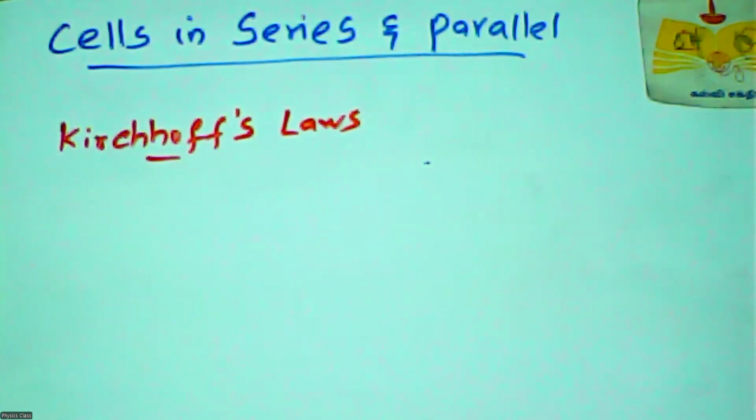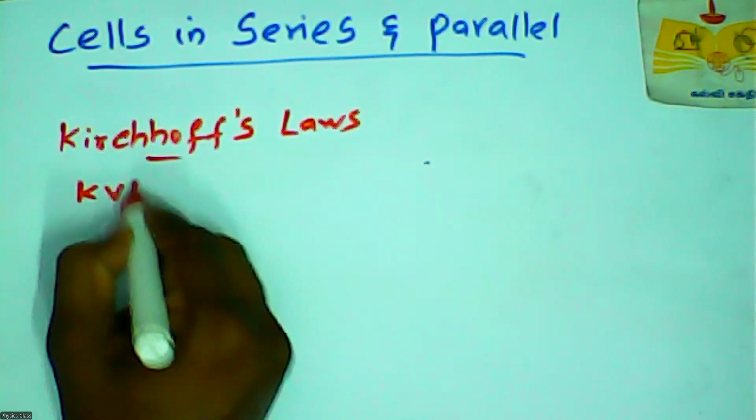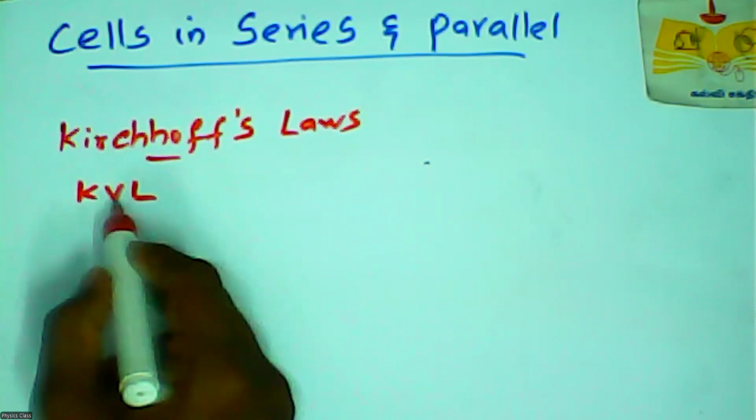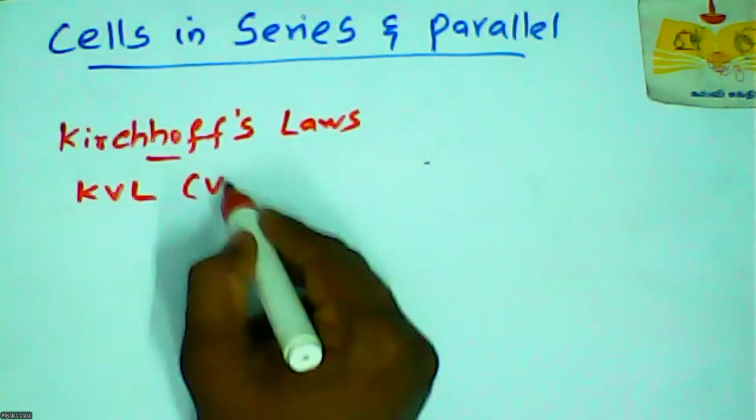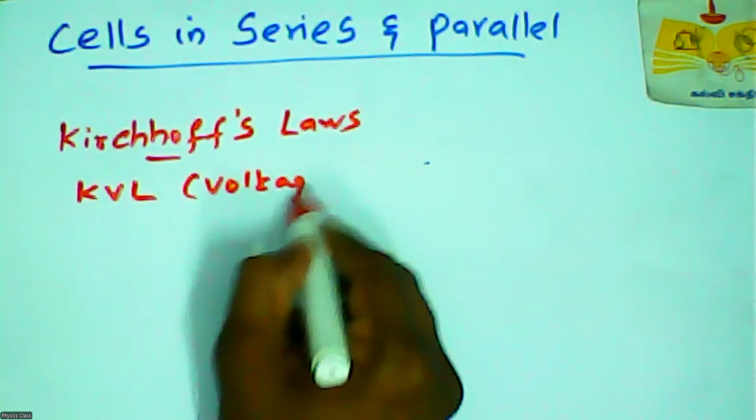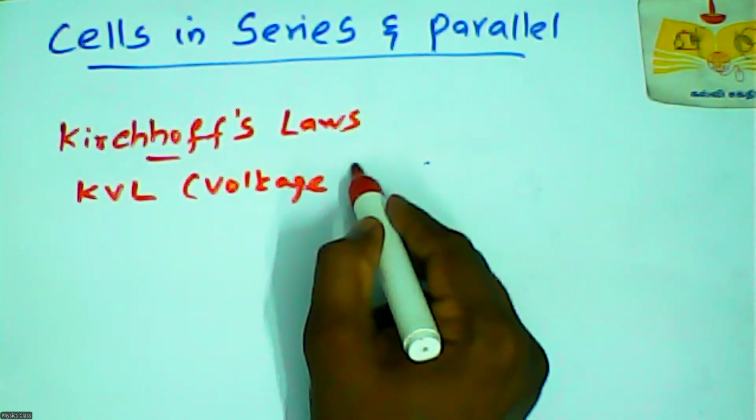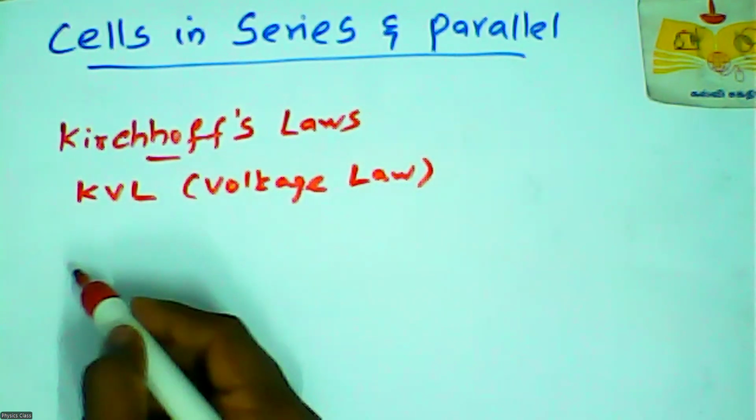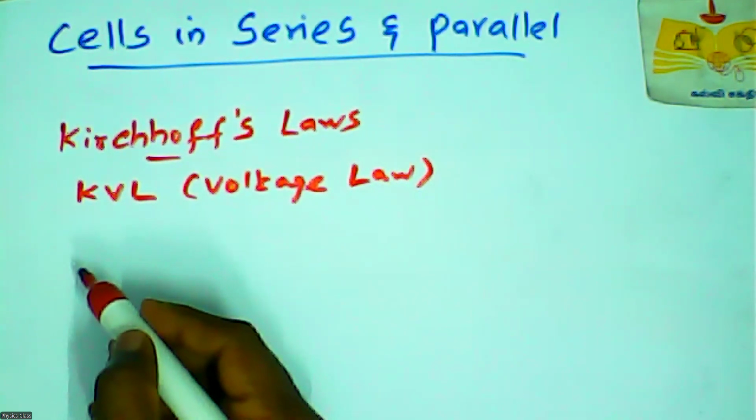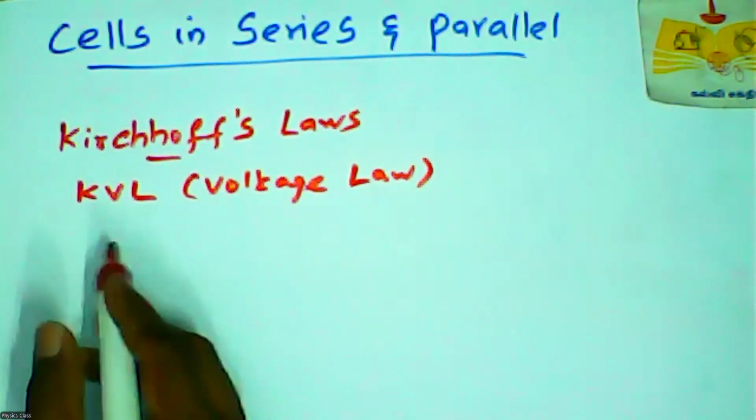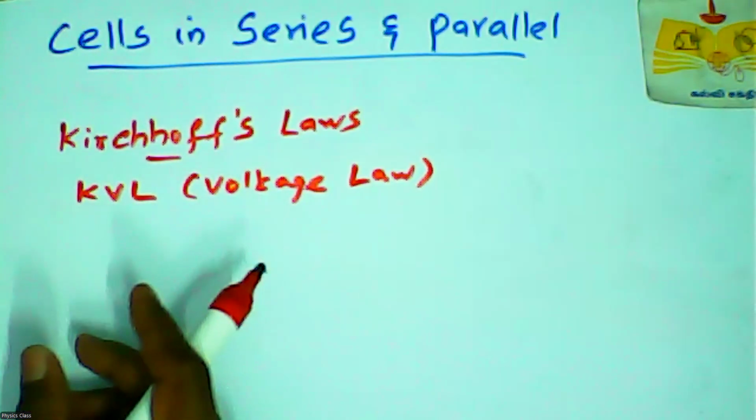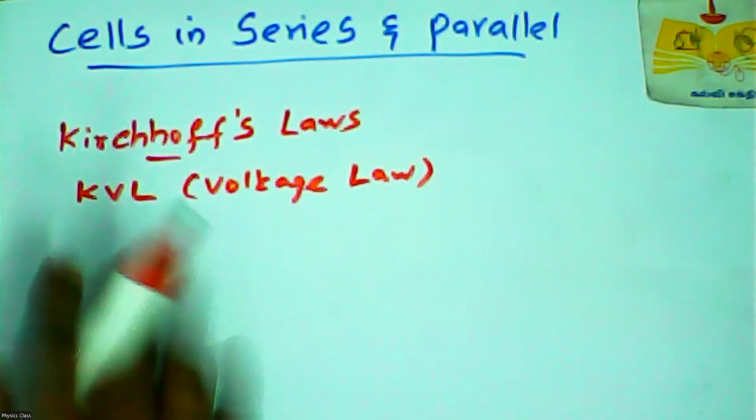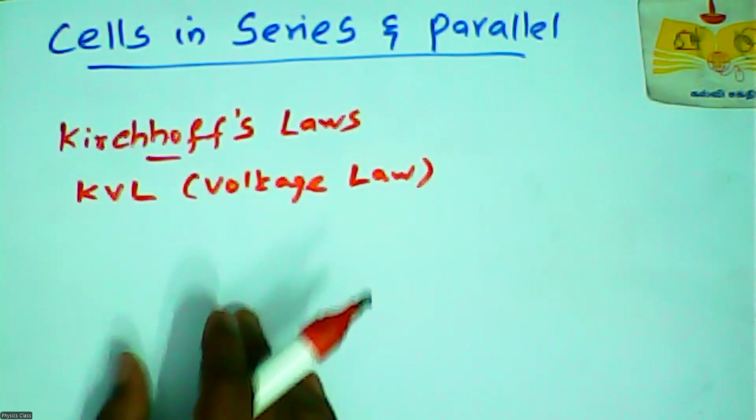Then next one, voltage rule or second rule or loop rule. We can say any name for this rule. KVL, Kirchhoff voltage rule or voltage law. Second law, second rule, loop rule. Voltage law. Here, the algebraic sum of the changes in potential, voltage drops and rises around any closed loop in a circuit must be 0.